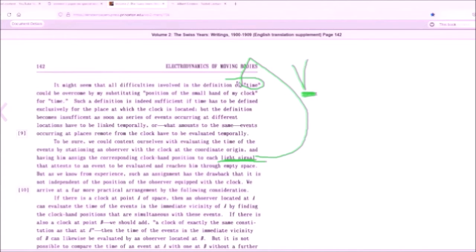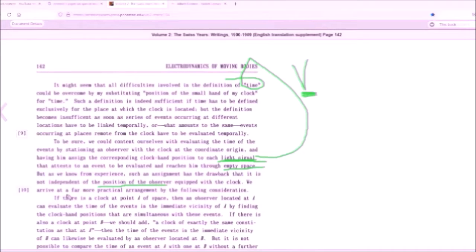So he wants us to make that time of measuring the events related to the time signal that attests to an event to be evaluated and reached the person who is the observer through empty space. But as we know from experience, such an assignment has the drawback that it is not independent of the position of the observer. One observer will get the signal from an event, he will get the signal from another event.